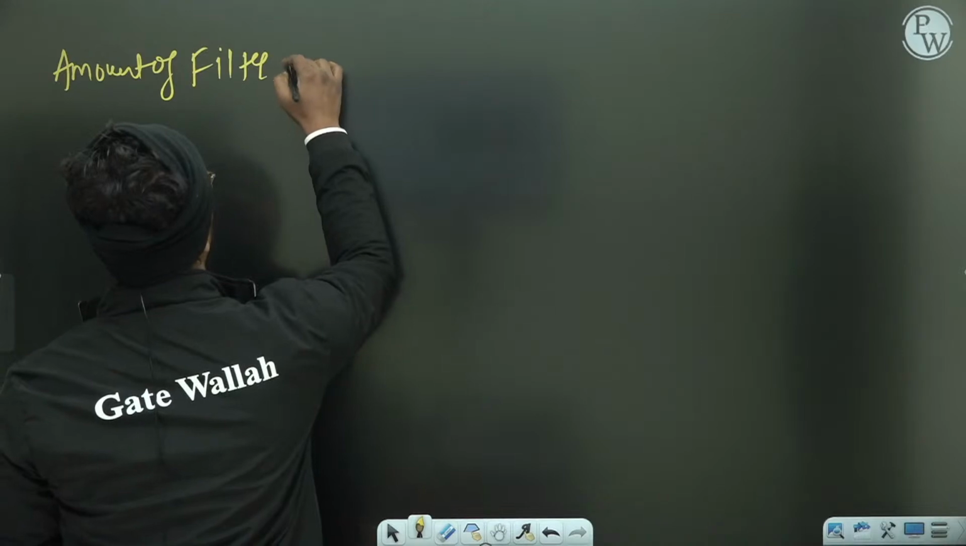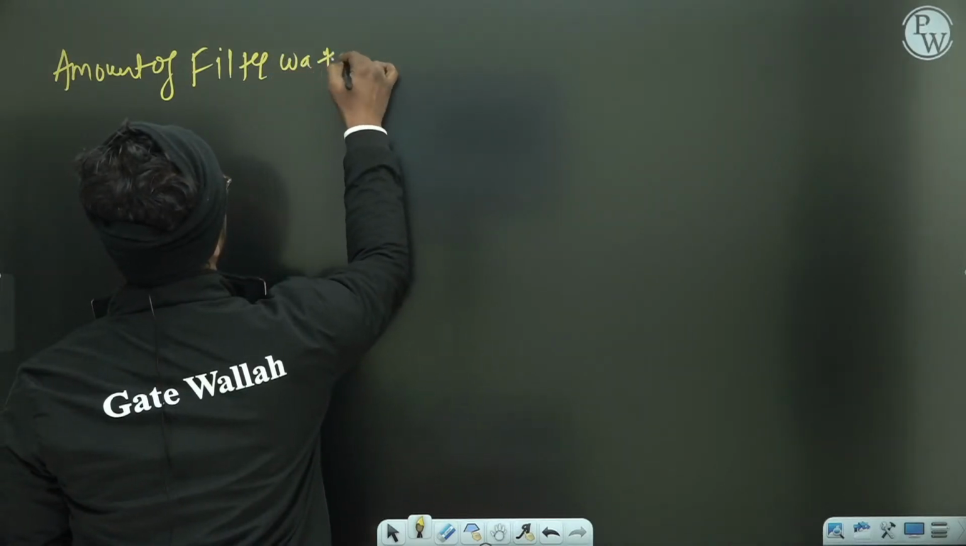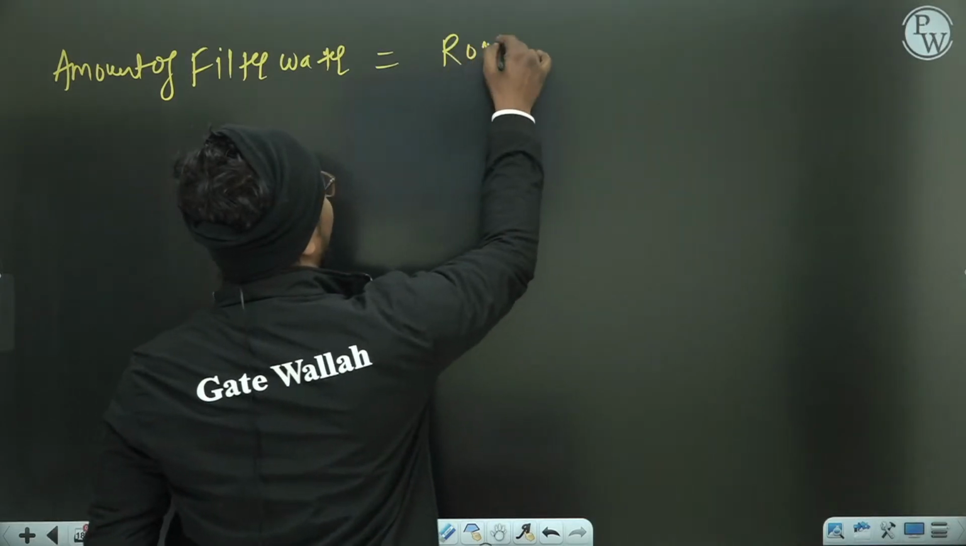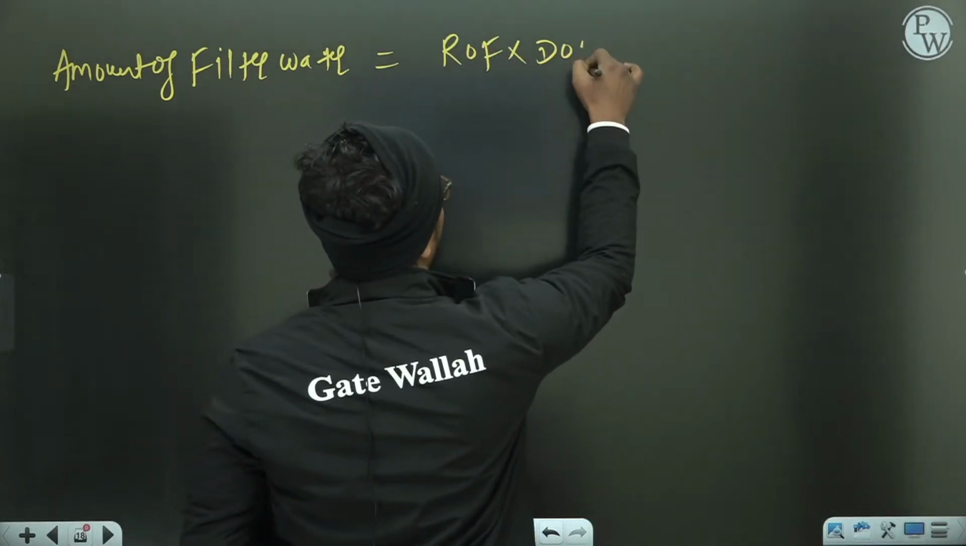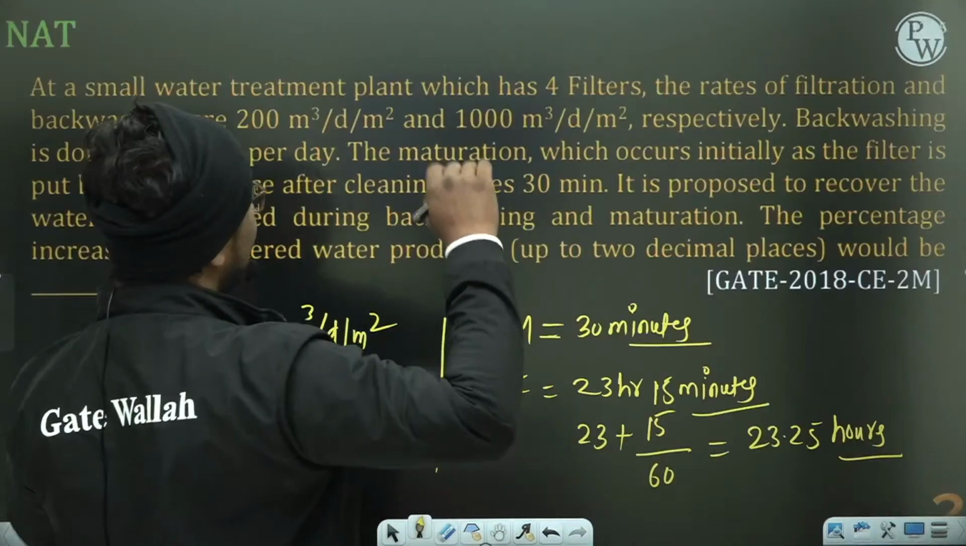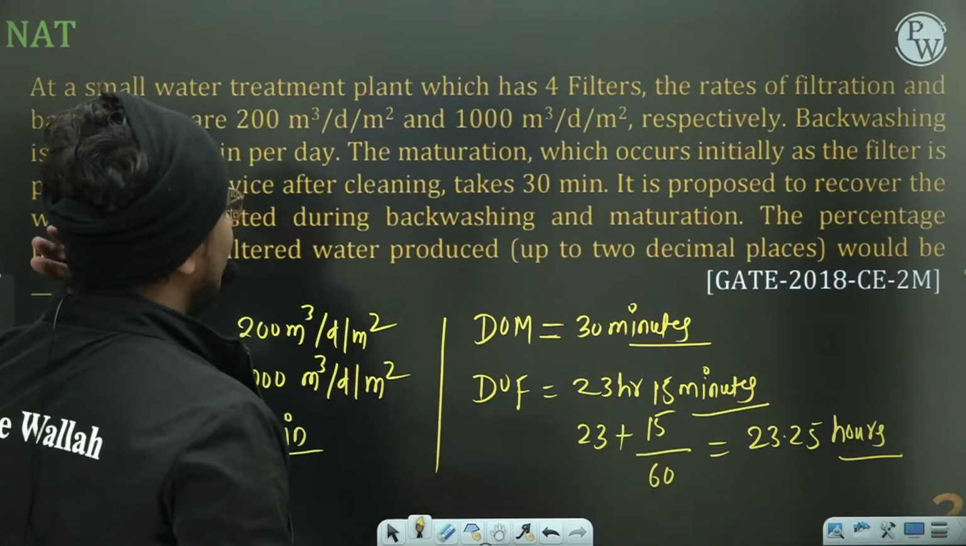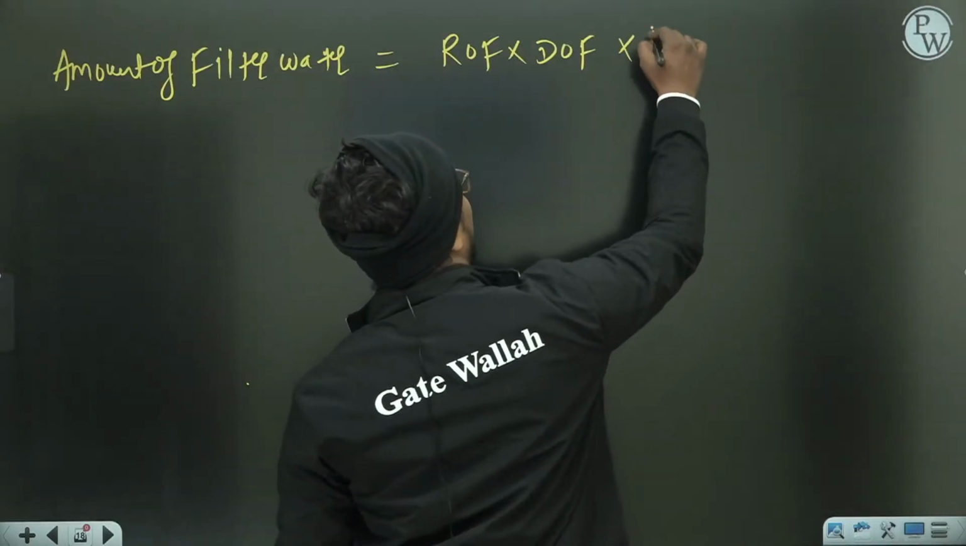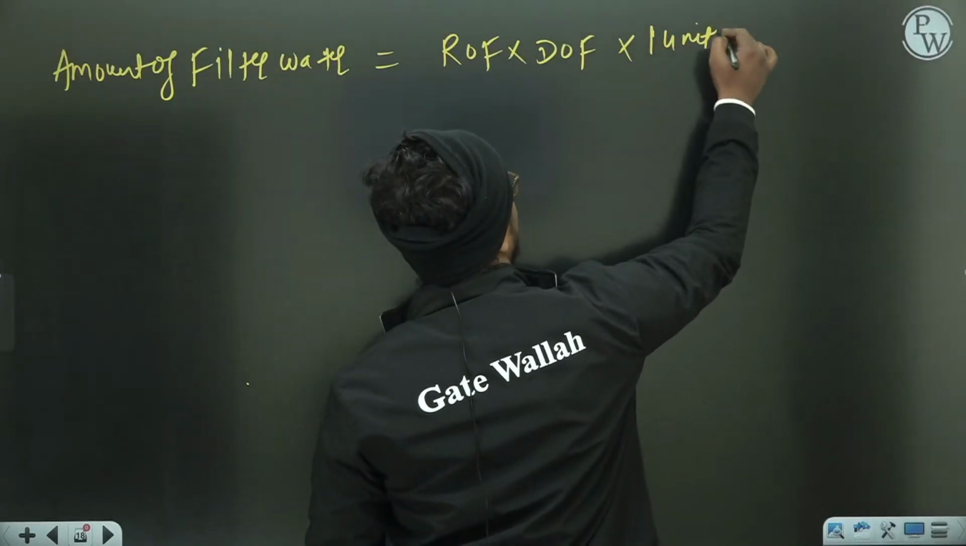Amount of filtered water. So it will be ROF into DOF. This question they have not mentioned area, I think. So if they have not mentioned area, we'll take it as 1 unit. So we are multiplying with 1 unit area.